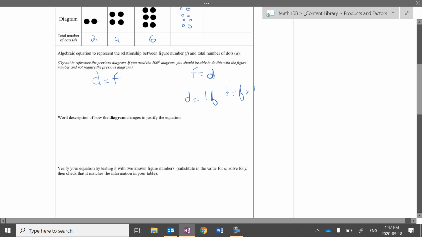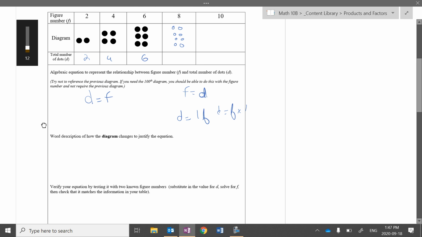The word description for how the dot pattern changes, it's really just describing the dots. I'm not going to write it out because I think you can hear me saying this, but on this one, it might be something like for every 2 figure numbers, an additional row of dots appeared on the top. Something pretty generic. You're referencing the dots. Where are the dots going? On this example in particular, the pattern's fairly straightforward, so that one's not that helpful.